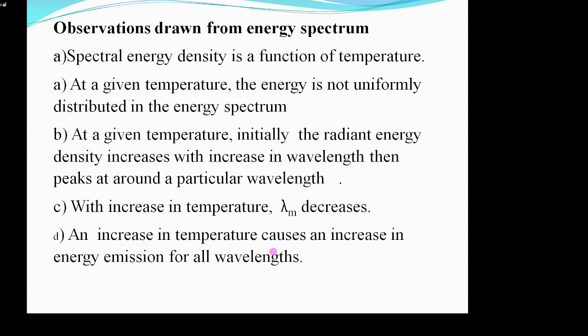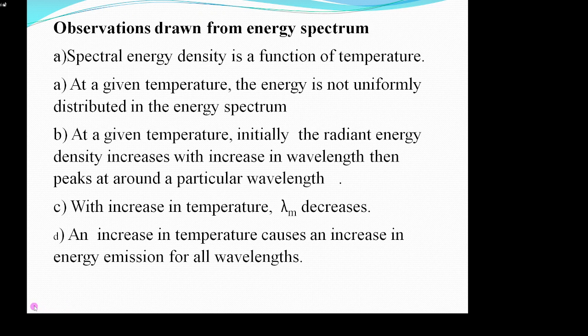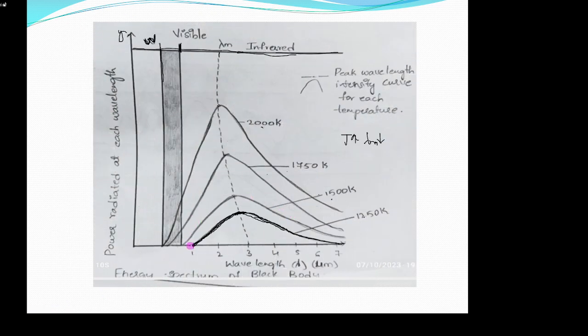So as the temperature increases, you can see, as the temperature increases, what happens? The energy emitted, the radiation emitted by the black body, increases. So these are the conclusions drawn from the theory of black body radiation from this graph.